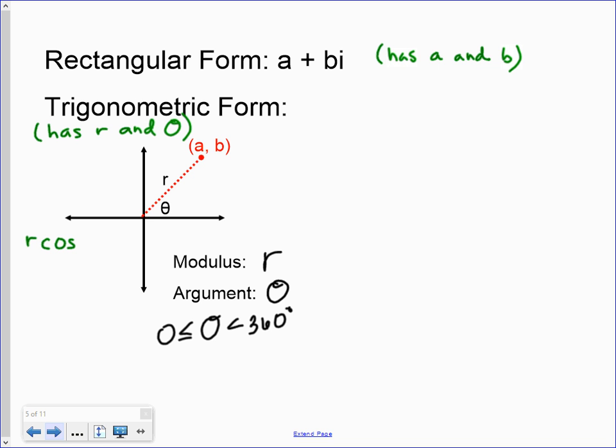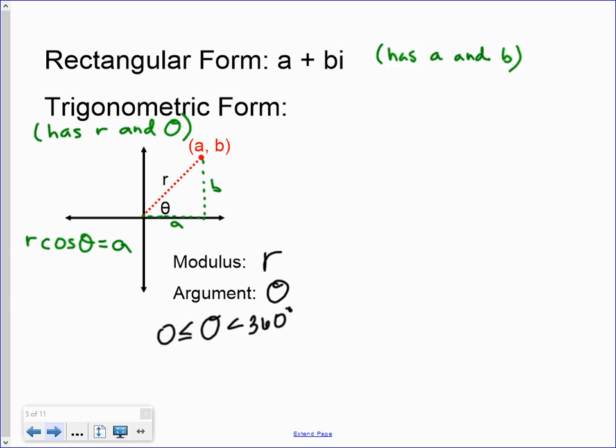R cosine theta is equal to A. And how do you know that? It's like the vector work that we did, right? The horizontal component. If you imagine a right triangle right here with side lengths A and B, the cosine of theta is A over R. So to solve for A, you would multiply both sides by R. So the horizontal component, or the horizontal side length here, is R cosine theta.